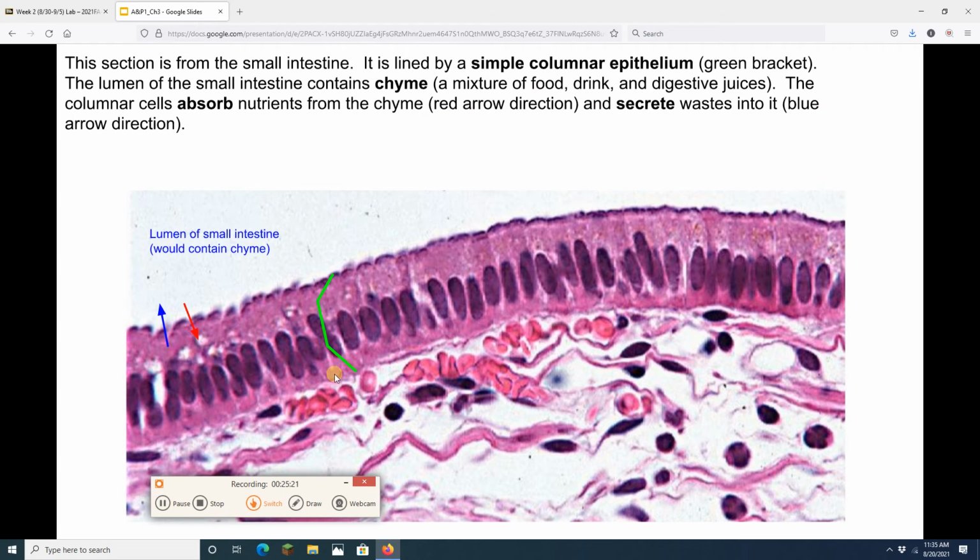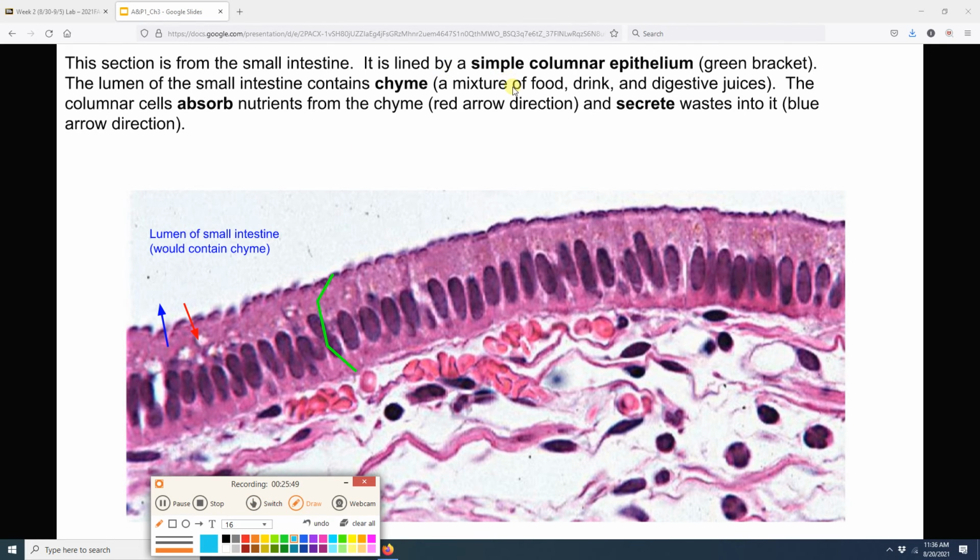Okay, now we're going to look at another epithelial type. This is the second to last one we're doing today, so don't worry. This is from the small intestine. The lumen of the small intestine will be right here, and here is the epithelium lining it. My green bracket is on it. Basically a single row of nuclei, oval stretched out nuclei. That tells me that this is simple columnar epithelium.